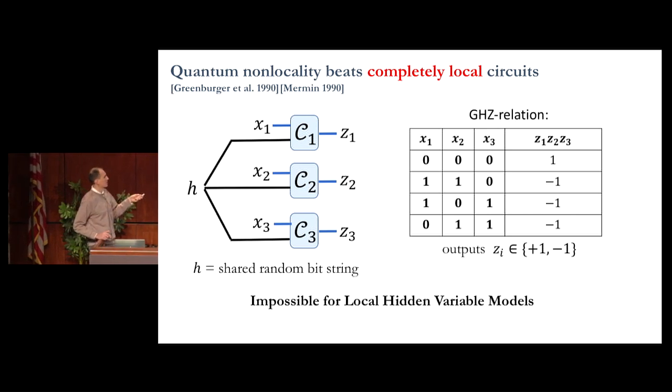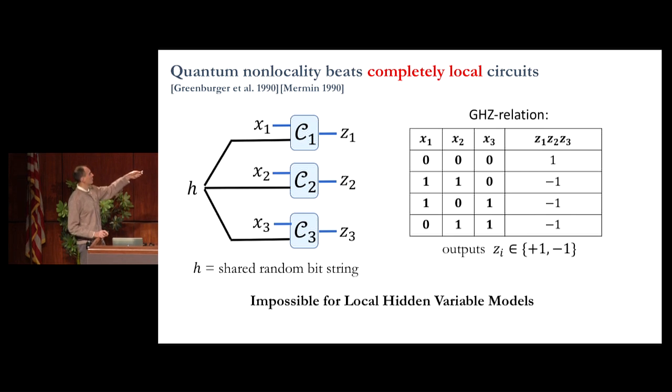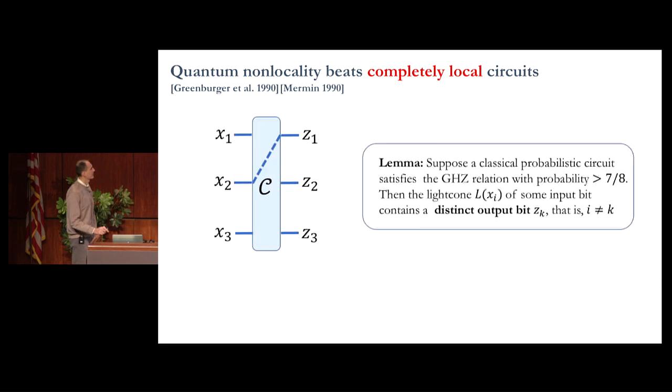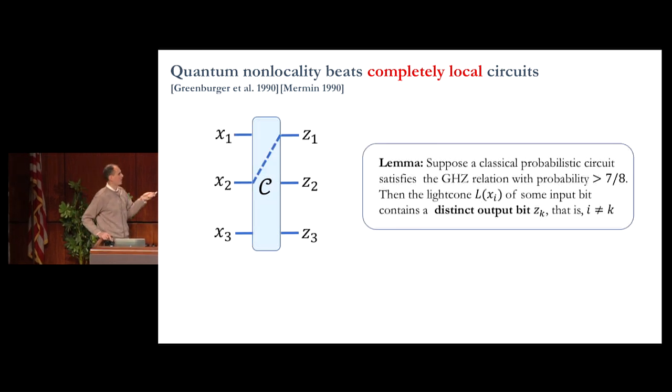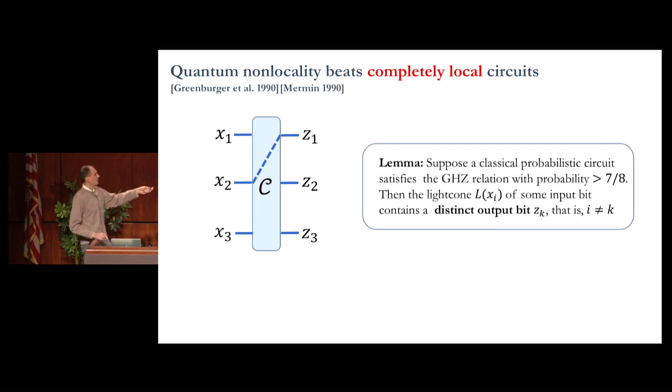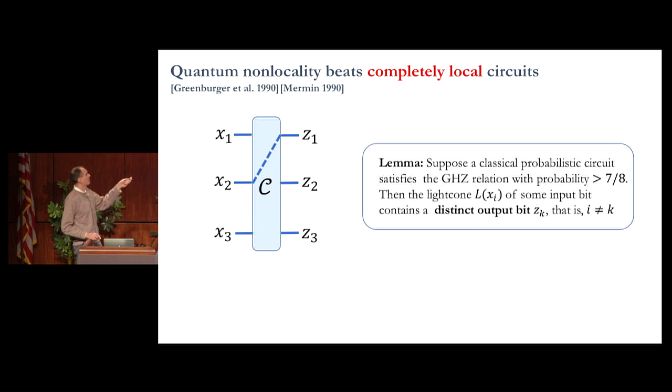Well, it's well known that it's impossible to satisfy the GHZ relations using local hidden variables. What it means is that each output bit is a function of the corresponding input bits and some shared random variable h. More generally, one can prove the result that if a classical circuit obeys this GHZ relation with high probability, then the light cone of some input bit must contain a distinct output bit. So in that sense, the circuit cannot be completely local.